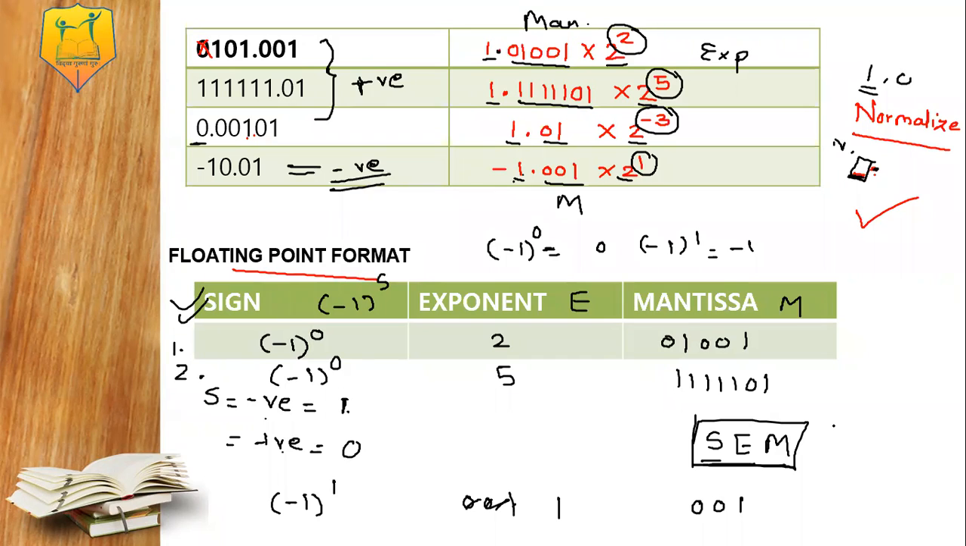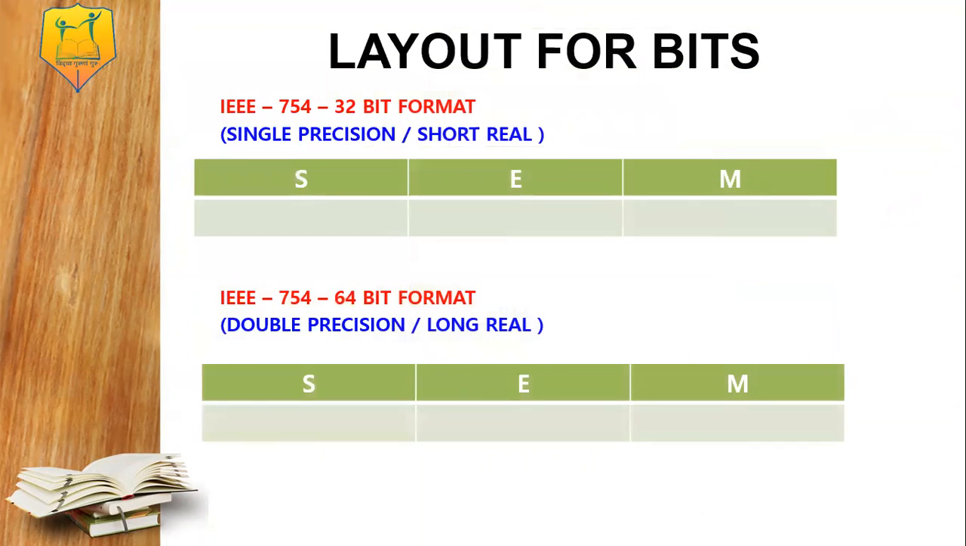Okay. So we are moving ahead. The next is layout for bits. How are we going to store it at the international level, or finally, universally?